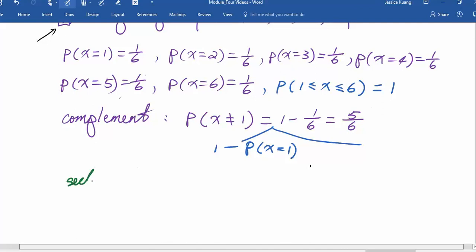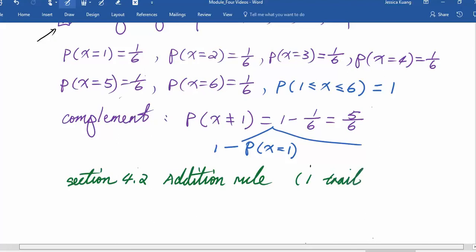Section 4.2 covers the addition rule. In this section, you're going to see the keyword "or". What does "or" mean? That means sometimes I choose one marble from the bag, I choose one cookie from the box, I roll the fair die once. So "one" is the keyword.